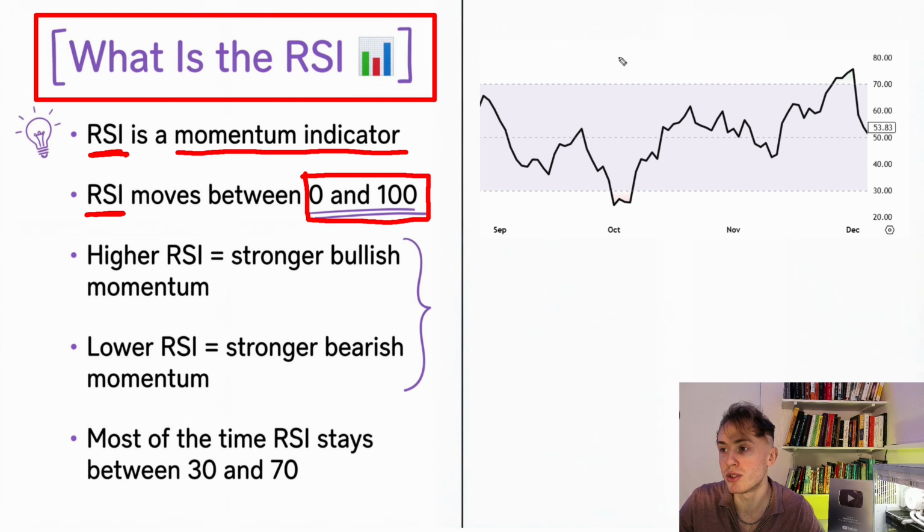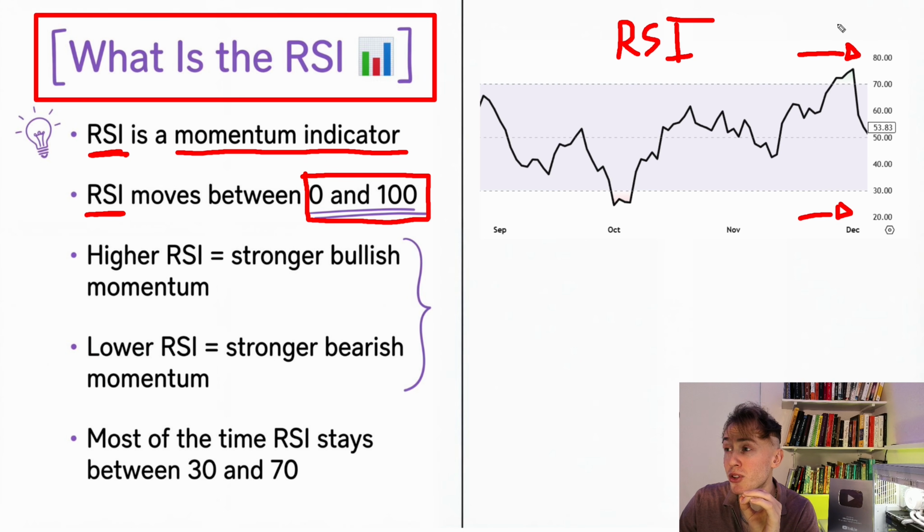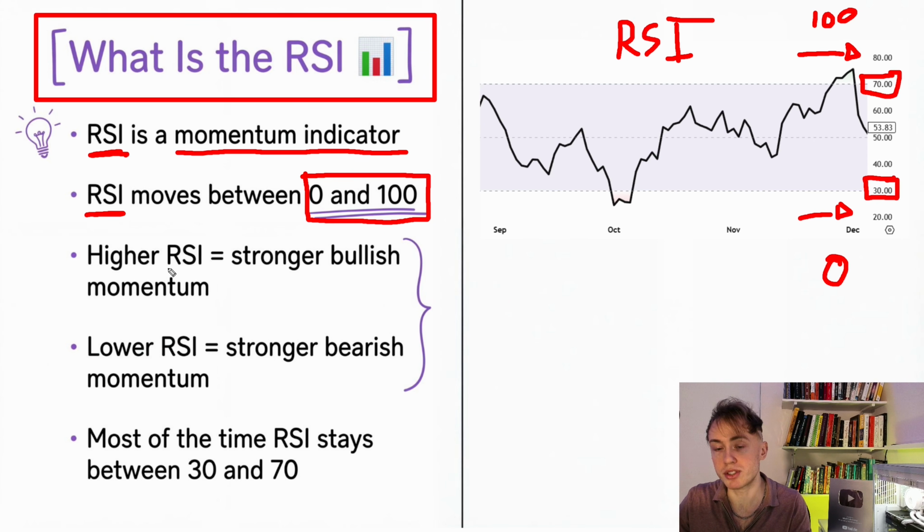As you can see here to the right, we have an RSI indicator. You can see that up here we have 80, down here we have 20, but the RSI can reach all the way up to a highest point of 100 up here and a lowest point of 0 down there. But most of the time the RSI will spend between 30, as you can see right here, and 70 right here. And how do we understand the RSI indicator?